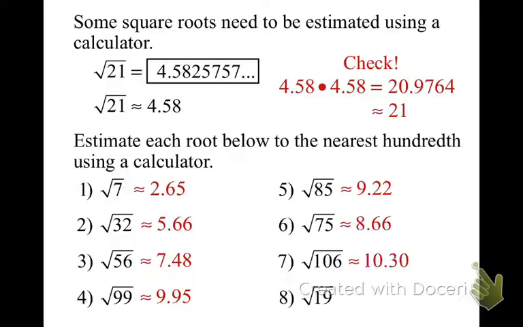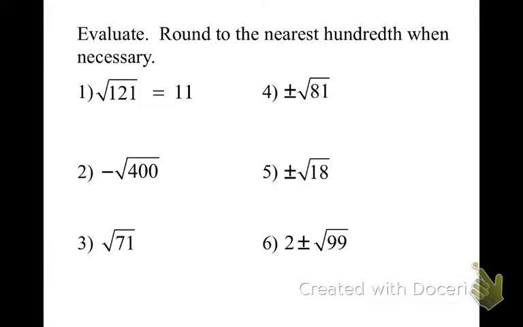I keep forgetting. All right, so, what is this equal to? 11. Okay, raising a quiet hand. Number 2, Cheyenne. Negative 20, good. Okay. Next one, the square root of 71.